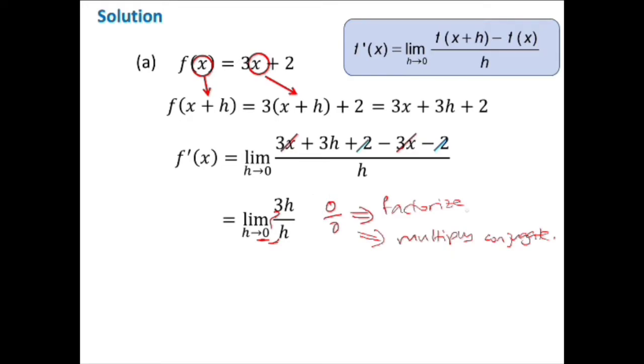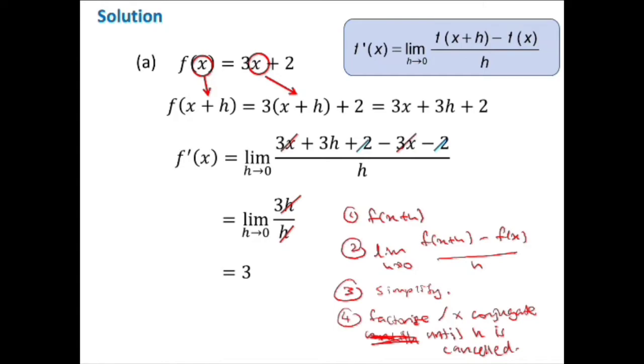Remember the important steps after you have factorized and also after you have multiplied with conjugates. After you have done these two, the most important thing is you have to cancel off that factor which makes it 0. So for this question, you have 3h over h, and the one that makes it 0 is just h equal to 0. So just cancel this h. Once you have cancelled off h, what you have is the limit of 3 as h approaches 0. And 3 is a constant, so it will be equal to 3.